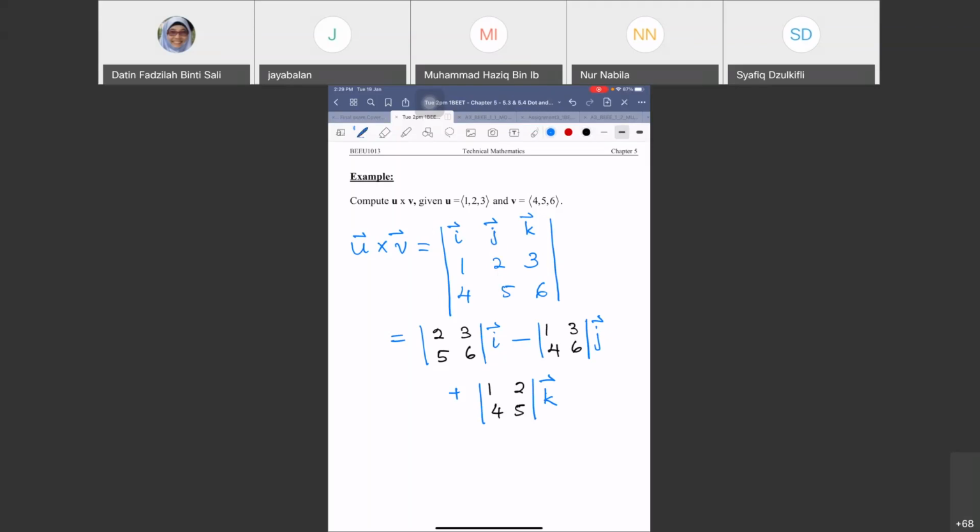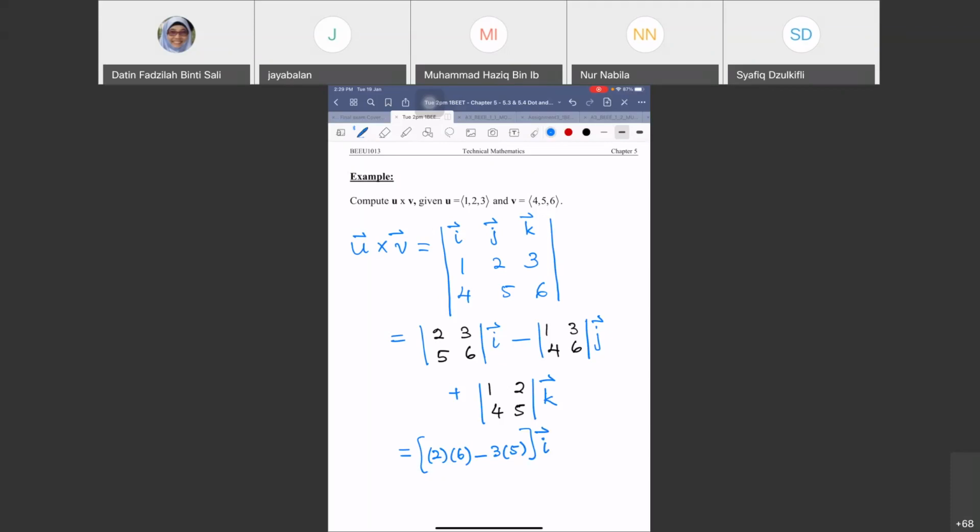Okay, so then only after that, find your 2 by 2 determinant correctly. So you multiply the main diagonal. Perhaps this one I'm going to write step by step. In a bracket, it will be 2 times 6, and then minus 3 times 5. This is for the i.